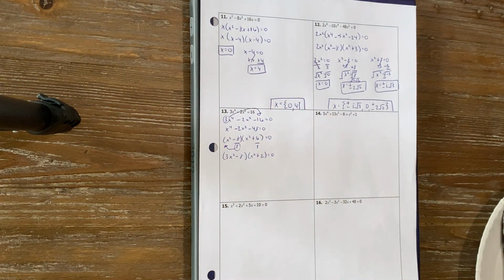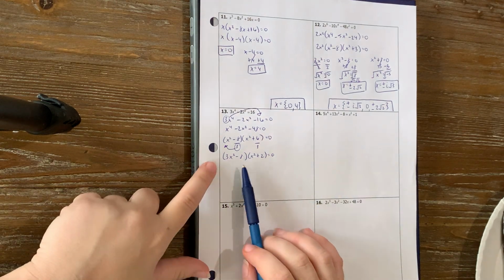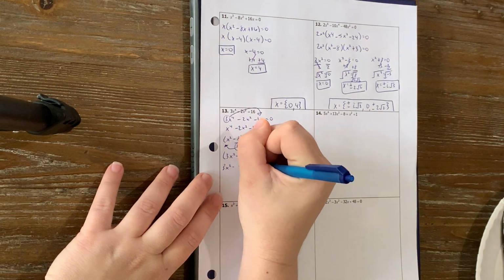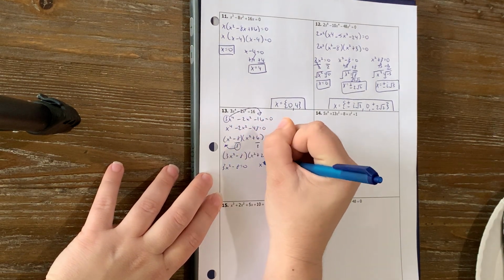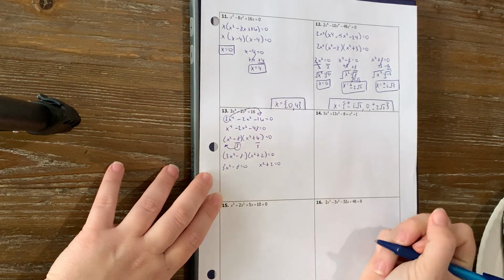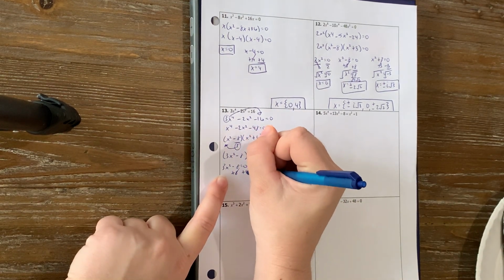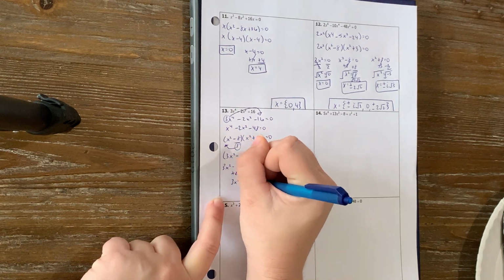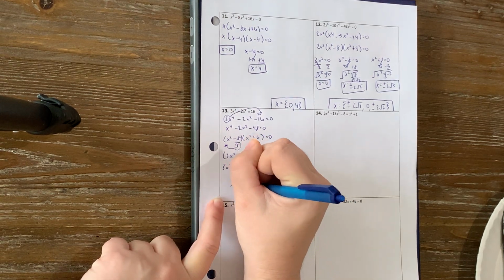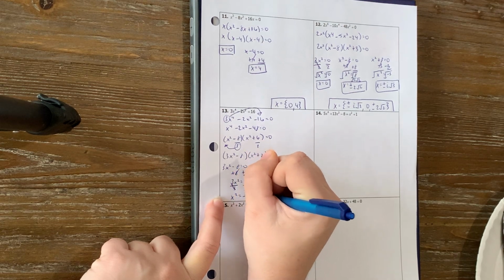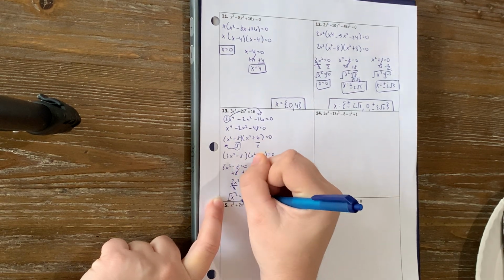Okay. Can we simplify further? Is there any other method we can do? No. So now we just set those equal to 0 and solve. So 3x squared minus 8 equals 0, x squared plus 2 equals 0. So we want to add the 8 over. 3x squared equals 8. Divide by 3. x squared equals 8 over 3. Take the square root.